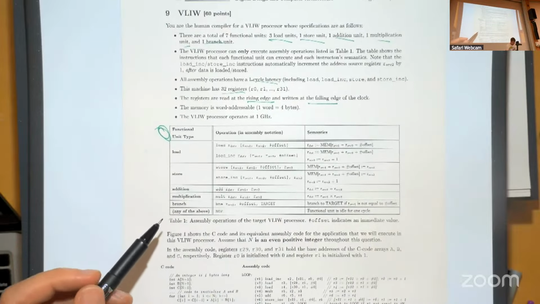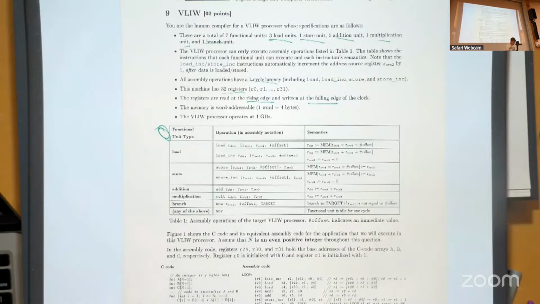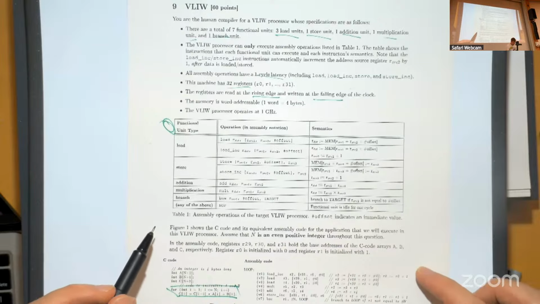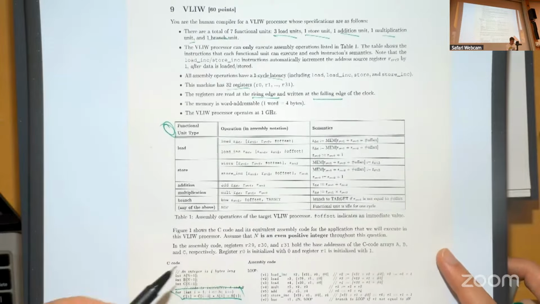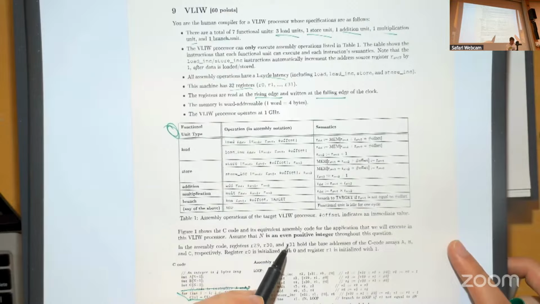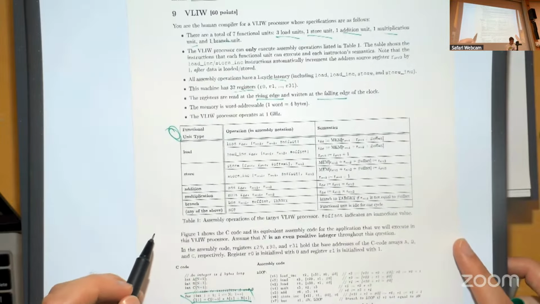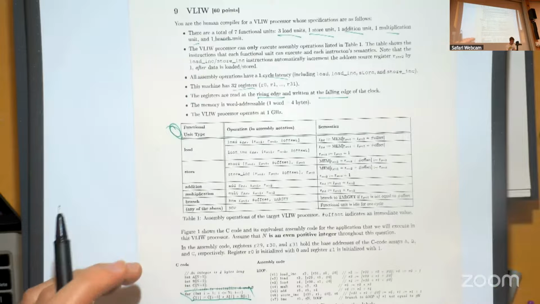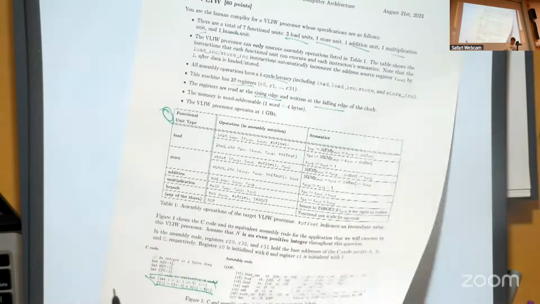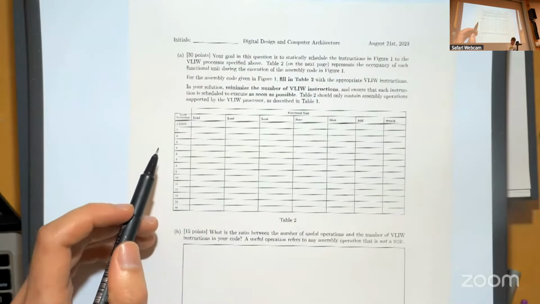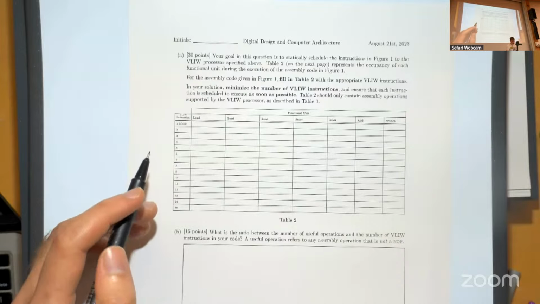So figure 1 shows some C code. You can see here exactly the loop that we're most interested in, and also the associated assembly code for this particular C code. Registers R29, R30, and R31 hold the base addresses of the C code arrays A, B, and C. Register R0 is initialized with 0, and register R1 with 1. So my job here is to compile the assembly code into VLIW instructions to schedule them statically.